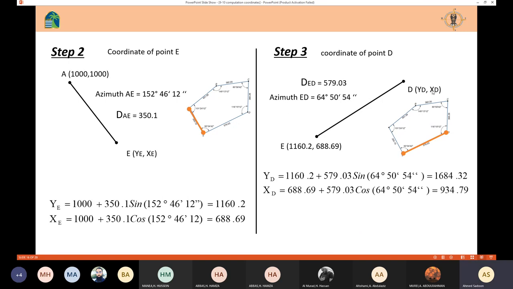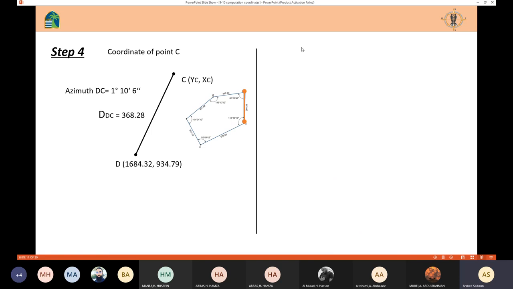Also, I can determine the value of XD. The value of XD is going to be the value of XE, which is here, plus the distance times cosine the azimuth. And here we can determine the value of XD. So now we determined the coordinate of the point D. Then we are going to move to step number 4. We are going to move to the next point. Here we have the point C.